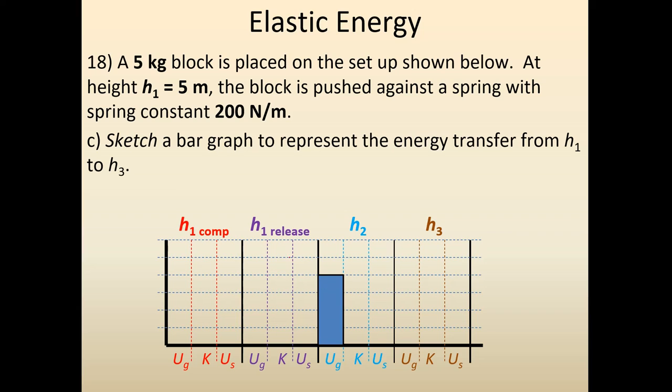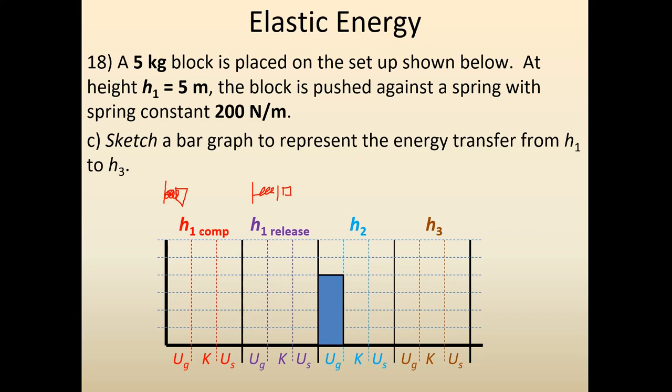Now I need to go to these initial parts. So we have H1 compressed and H1 released. This is referring to the spring being compressed. And then this is referring to when the spring finally releases, but the block hasn't yet gotten to the point where it's going up the hill. So it's still at H1. It's just two different points of that spring releasing.